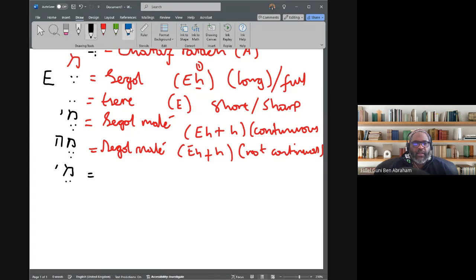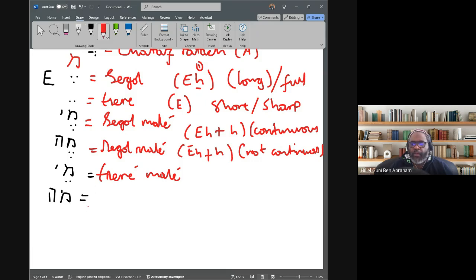This is tsere, tsere male, which means a complete tsere, me. And then we have the me as well. Don't worry about how you're going to remember this. You're going to see it in the scriptures, and you will remember it. You will never forget it.